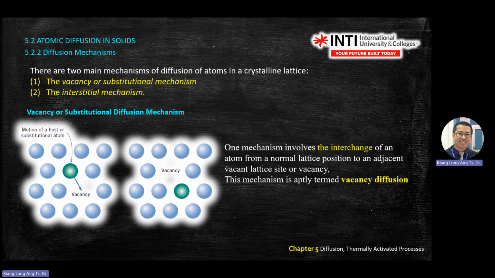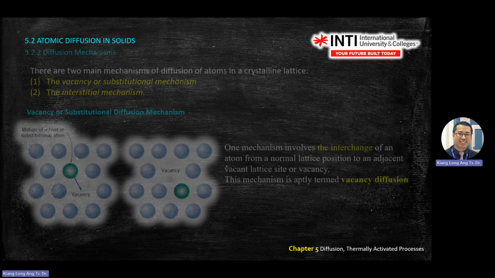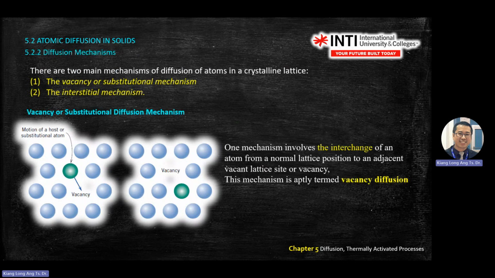Okay, so diffusion happens in 2 mechanisms: vacancy and interstitial. This one is a move into the vacancy, motion of the host or substitutional atom moving to the vacancy, it fills in the space there. So this is called vacancy diffusion. And you see that the vacancy moves from below to up. If you look under a microscope, you will see the black colored hole here move from below to the top.